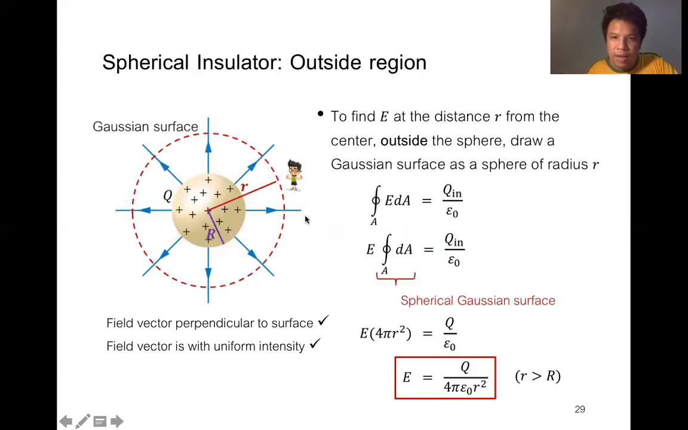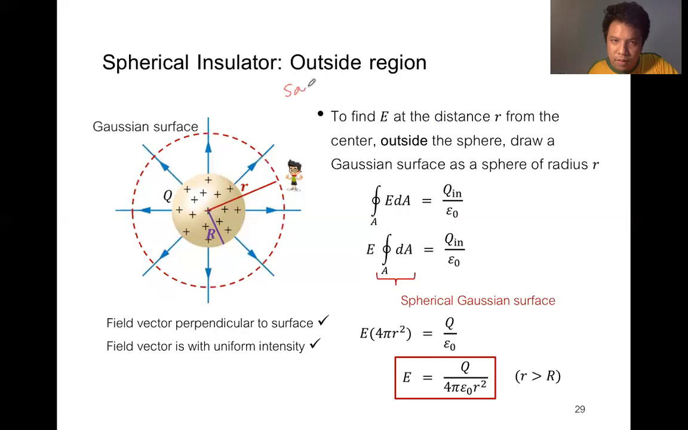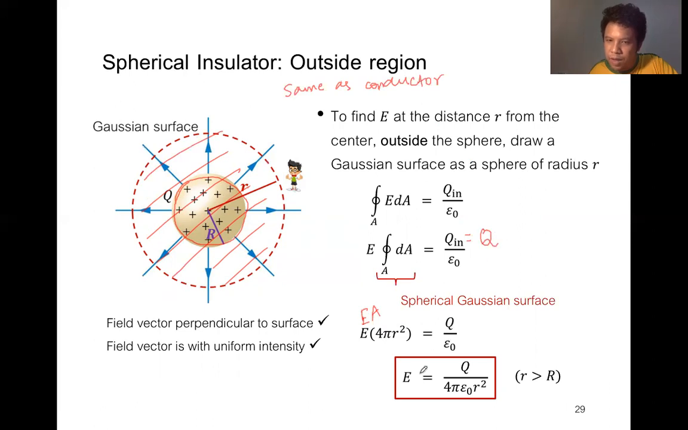In the outside region, it is the same as the case of the conductor. If I draw the Gauss surface outside the region, I still find that the total charge is Q anyway, and when I use Gauss's law, electric field times area, with Q in as Q, you still get the same function of electric field.